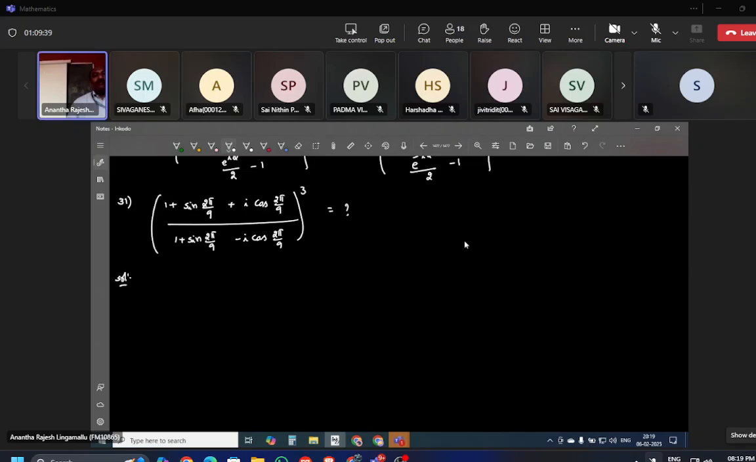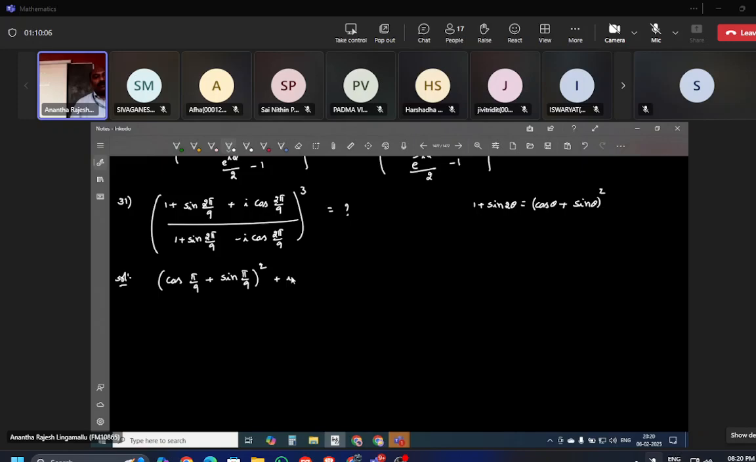How can I write 1 plus sine 2 pi by 9? What is 1 plus sine 2 theta in general? It is cos theta plus sine theta, whole square. So can I write this as cos... What is theta? 2 theta is 2 pi by 9, so theta is pi by 9. So cos pi by 9 plus sine pi by 9, whole square.